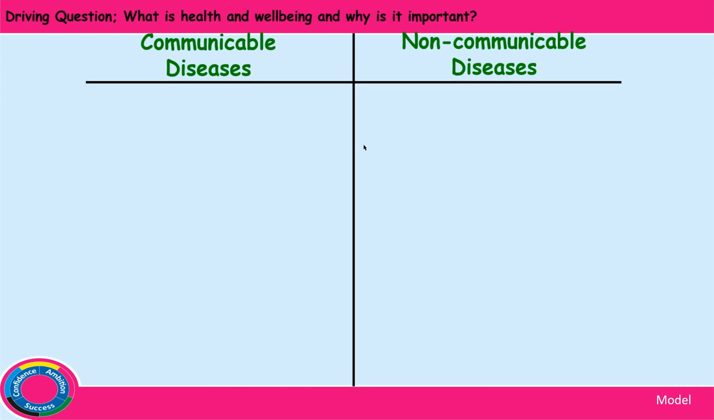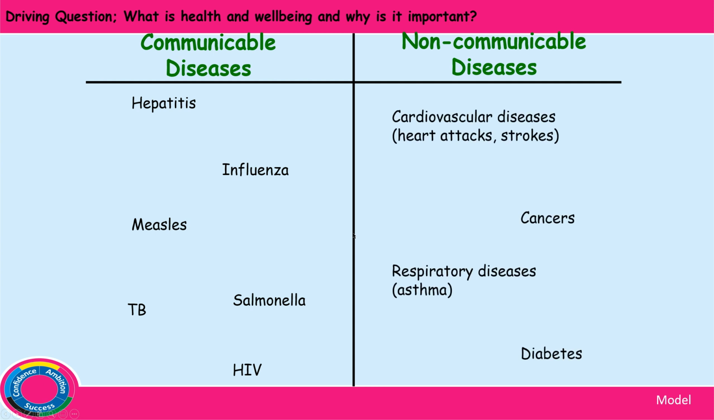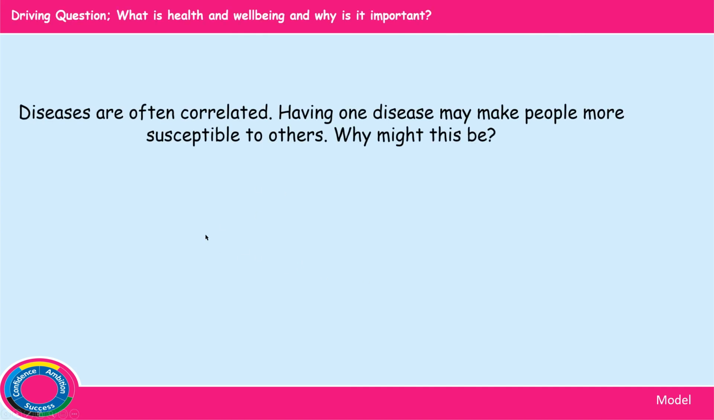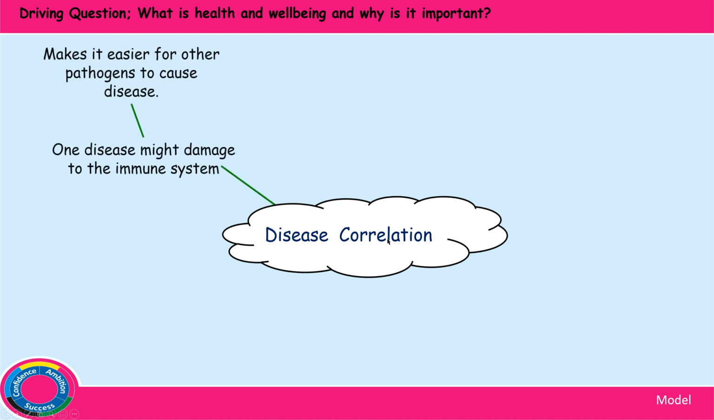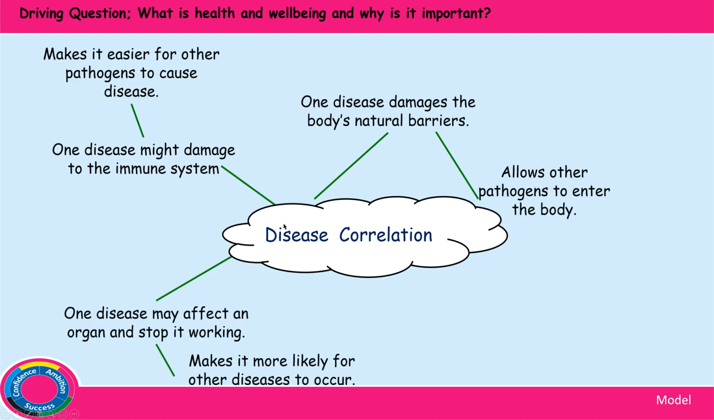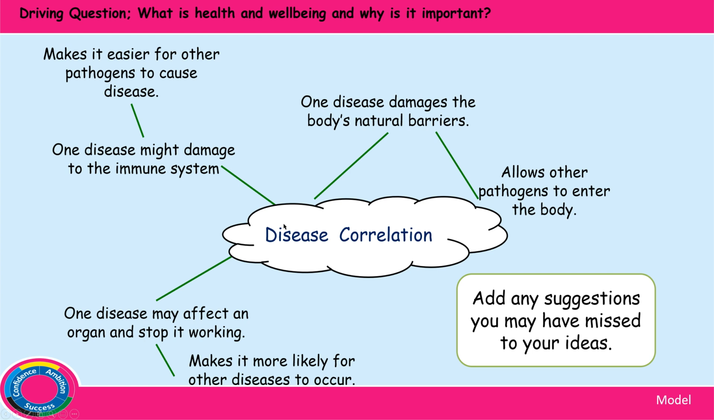So, our list of ones we can pass on, communicable, and ones we can't pass on. Okay, how are they correlated? How can having one disease make you more susceptible to another? Okay. So I'd like you to make sure that you've written these down. Okay. So pause the video again and make sure they're written down. Okay, good.